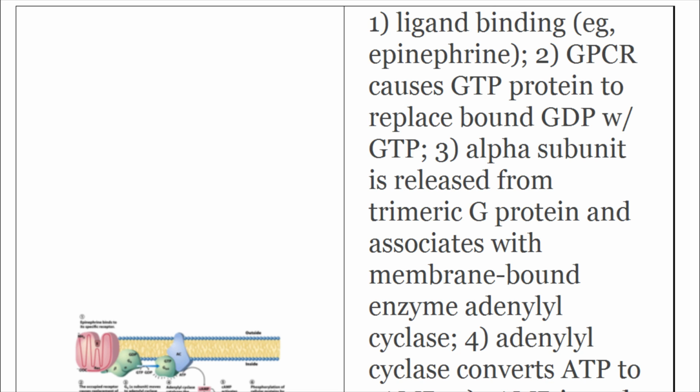5. cAMP is a second messenger that activates PKA. 6. PKA affects cellular response by phosphorylating other cellular proteins. 7. cAMP is ultimately converted to AMP by PDEs, or cyclic nucleotide phosphodiesterases.